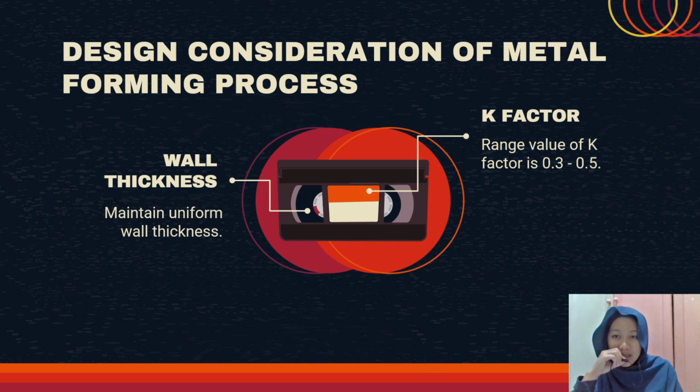And then the second one is K factor. The ratio of the neutral axis to the material thickness varies in value depending on the material physical properties and thicknesses.